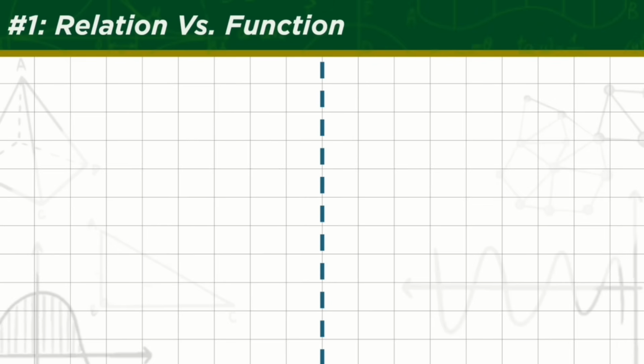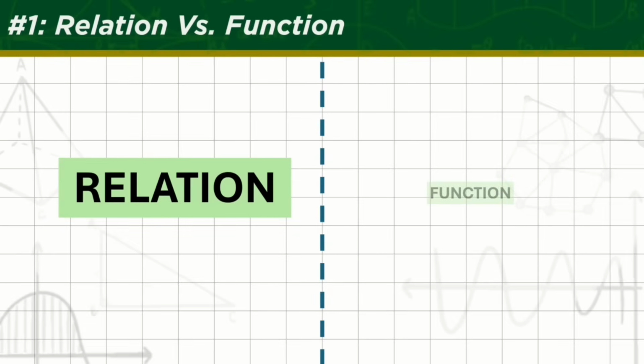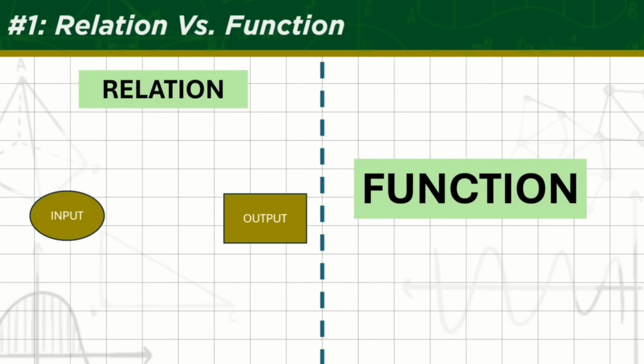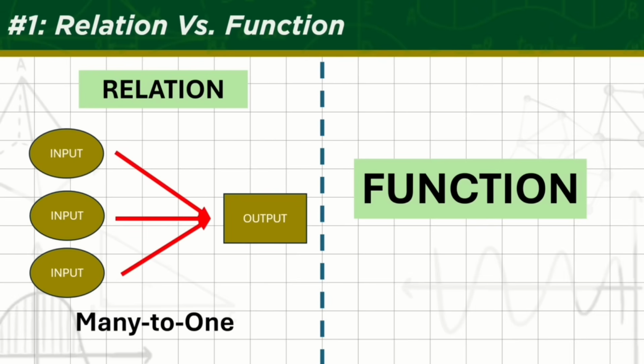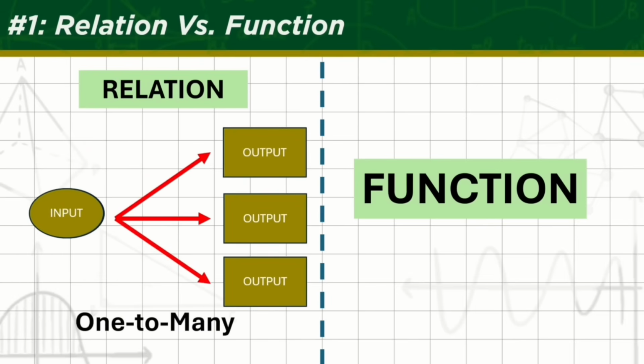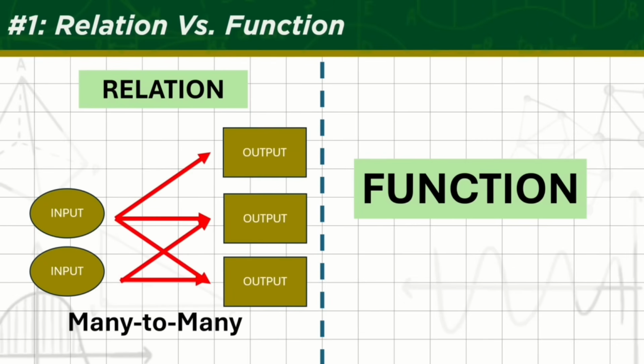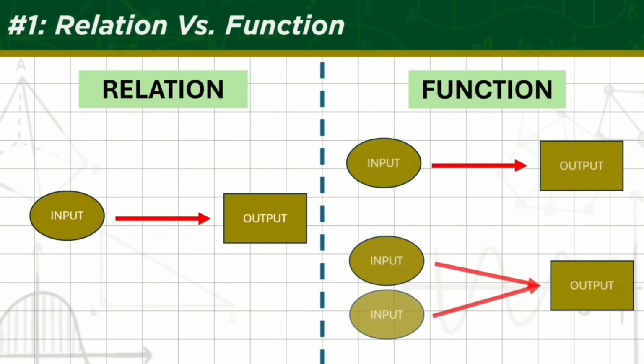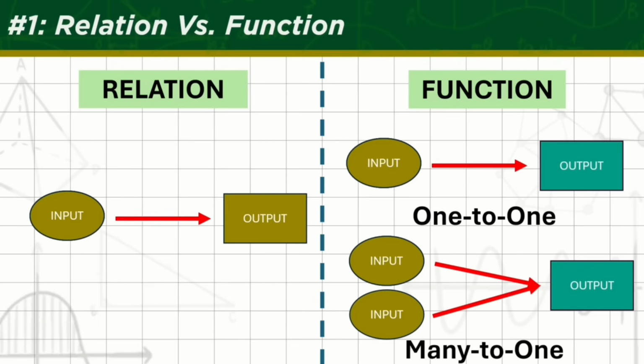Let's start with 2 important words, relation and function. A relation is any pairing of inputs and outputs. It could be a one-to-one, many-to-one, one-to-many, and many-to-many relation. A function is a special type of relation where each input has only one output. This could be a one-to-one or a many-to-one function.